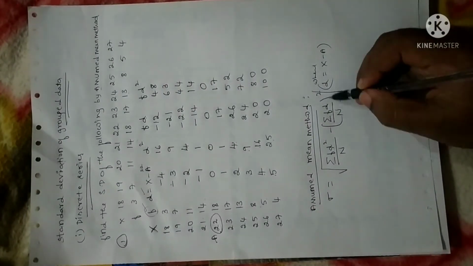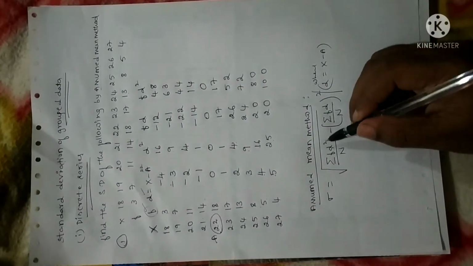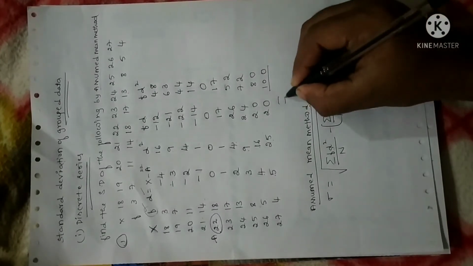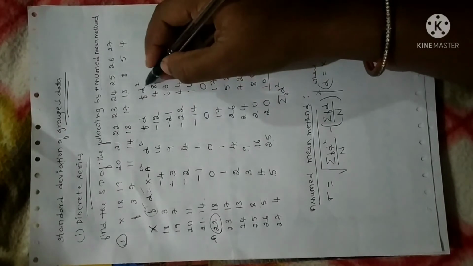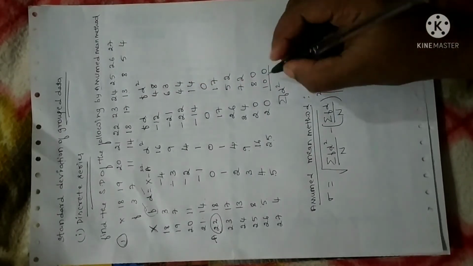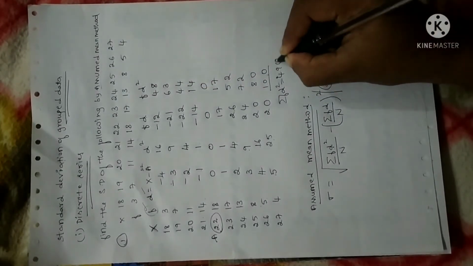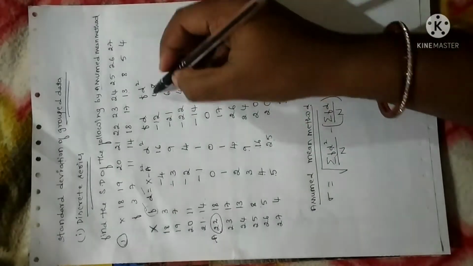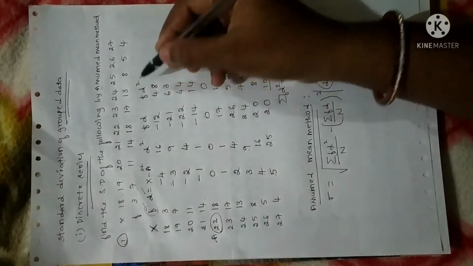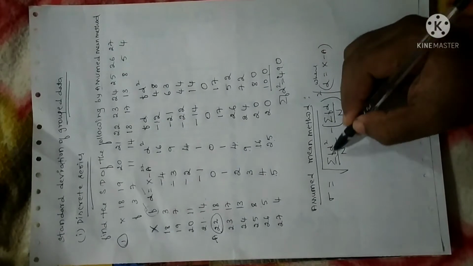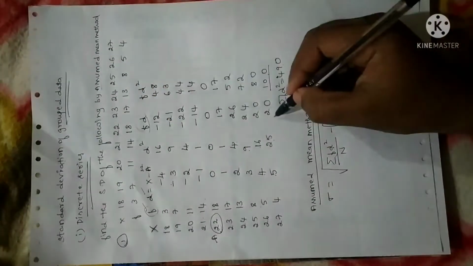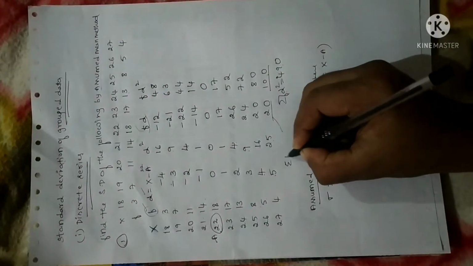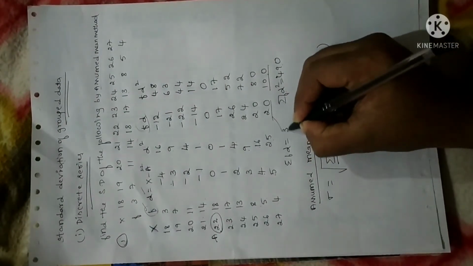Now what else is needed? Sigma fd and sigma fd square. So let me calculate sigma fd square. You add all the values of fd square, and when you add all these values, you will get 490. Fine. Similarly, we need f into d, so I have to add all these columns. So sigma fd will be 38.